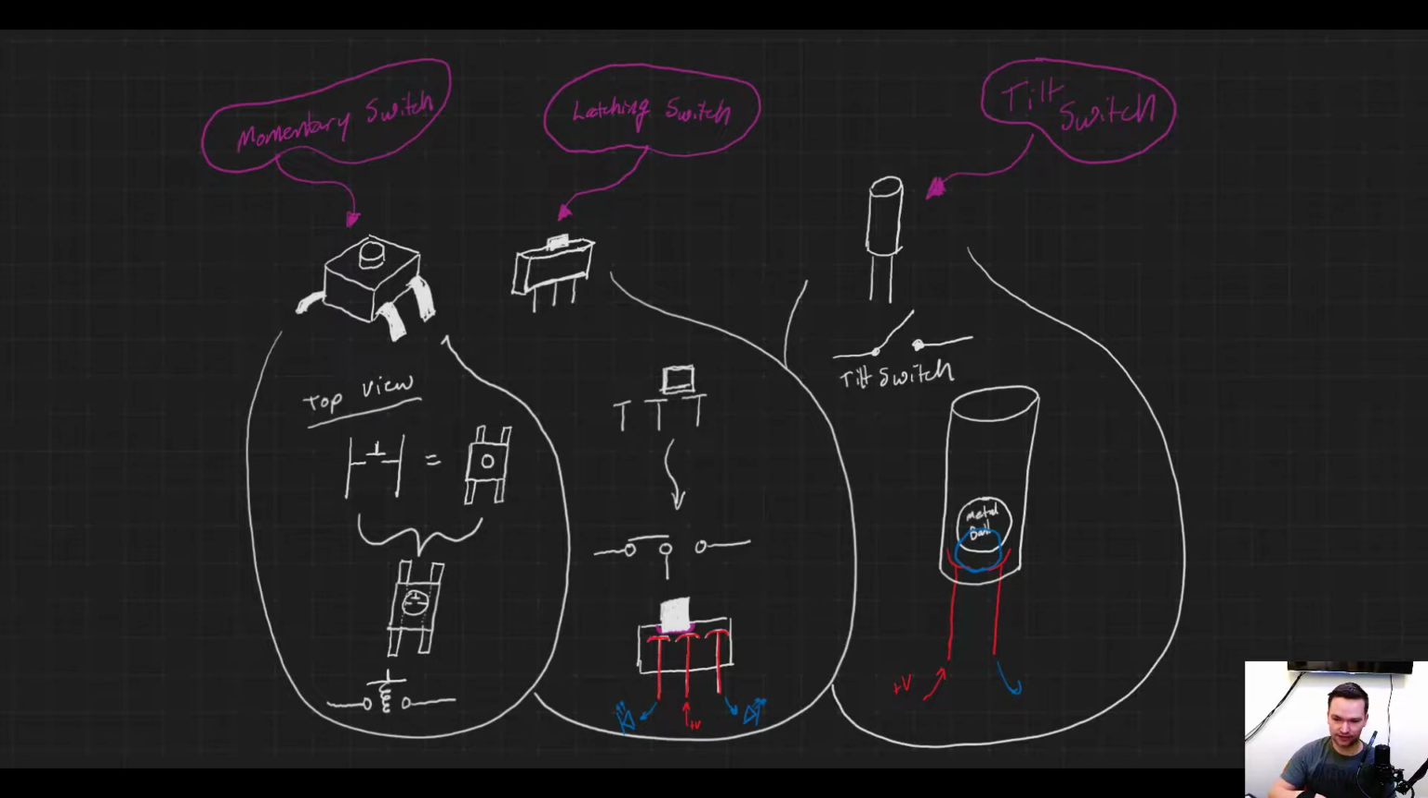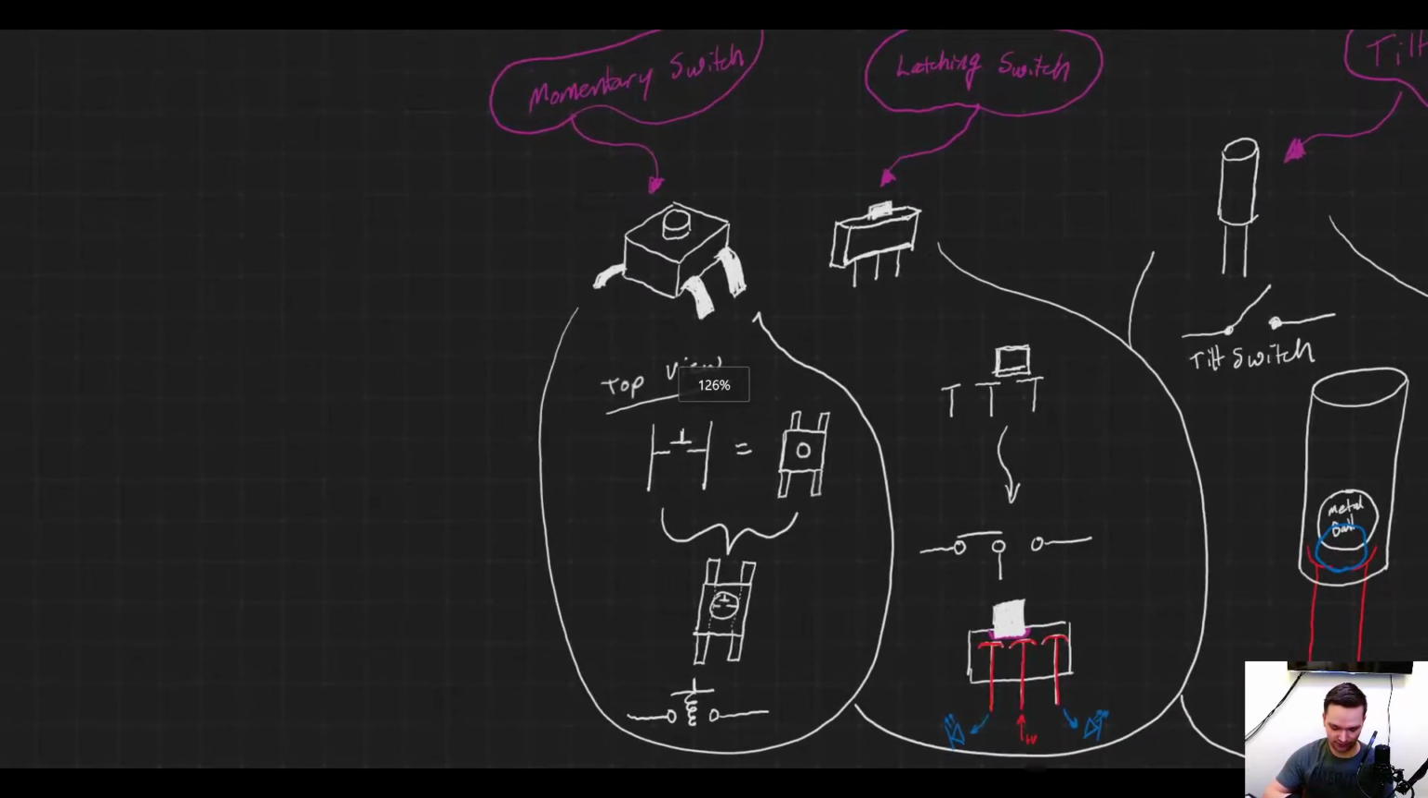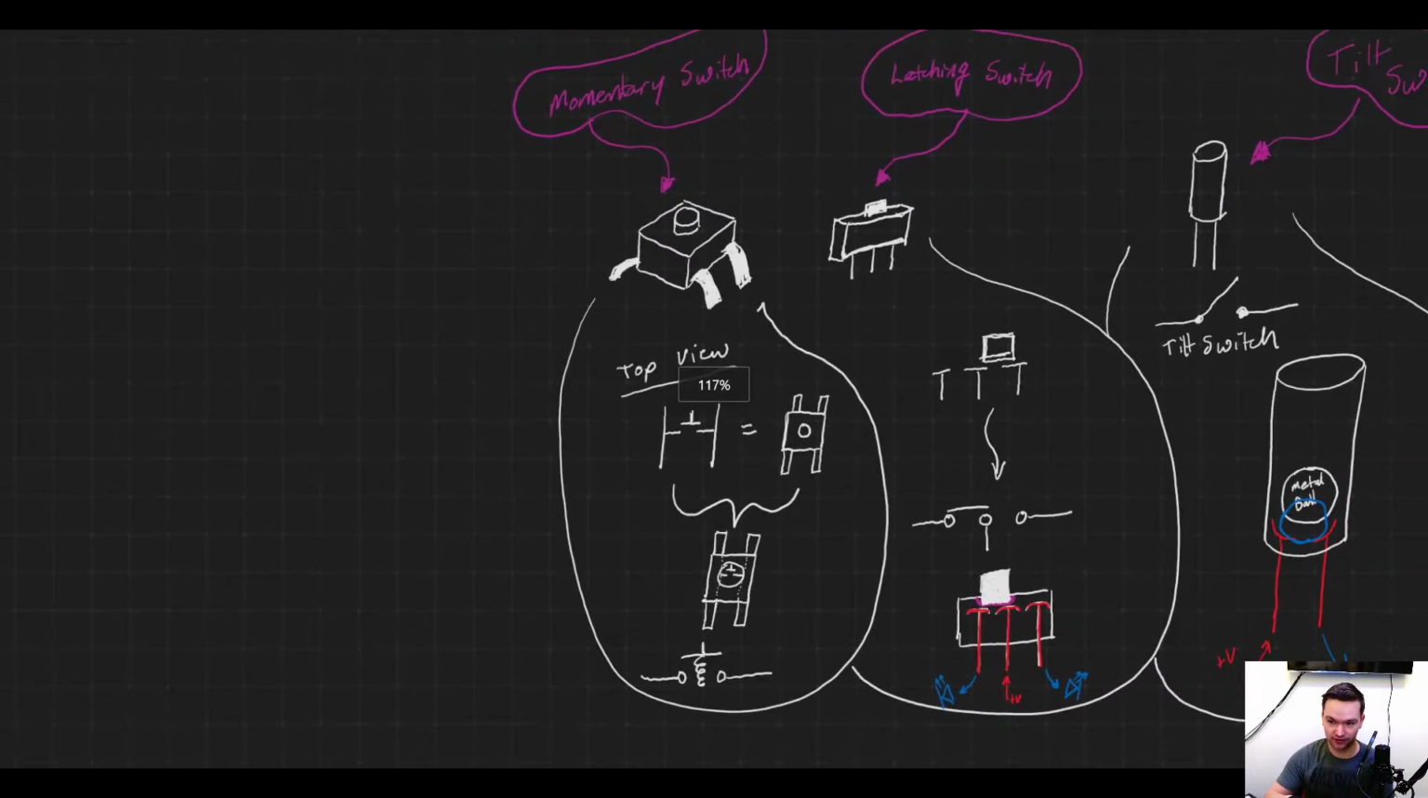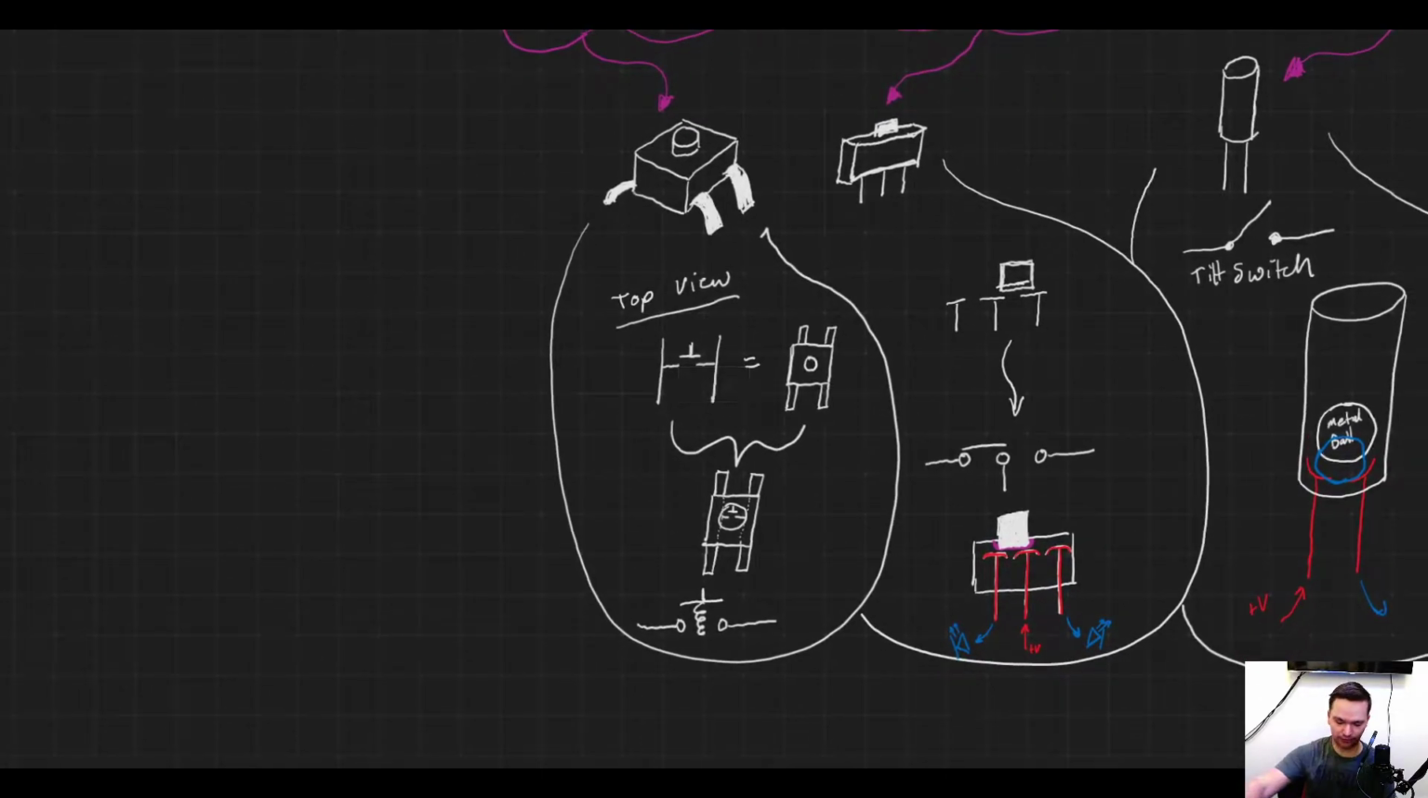So the first one, let's talk about momentary switches. This one is your typical push button switch. It has a little button on the top of it. And when you press that button down, it completes a circuit, allowing current to flow. When you release it, it doesn't complete the circuit. So it opens the circuit and does not allow current to flow.